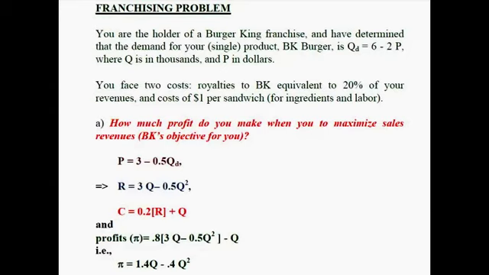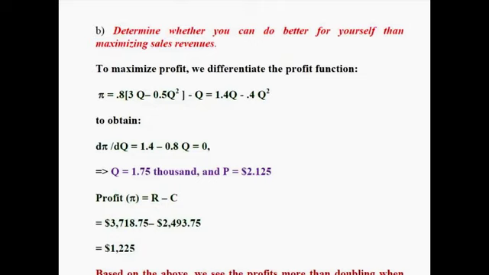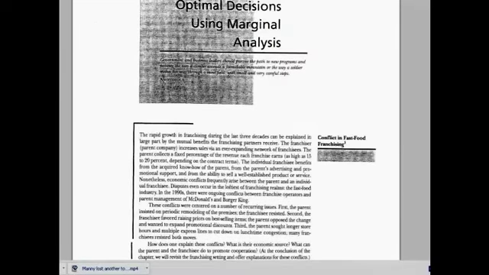The first question is, how much profit do you make when you maximize sales revenues? And the second question says, determine whether you can do better for yourself than maximizing sales revenues. You might want to stop and read the case from chapter 2. So you would probably want to hit pause on the video, or alternatively, you might want to go to your textbook and read it at your leisure.